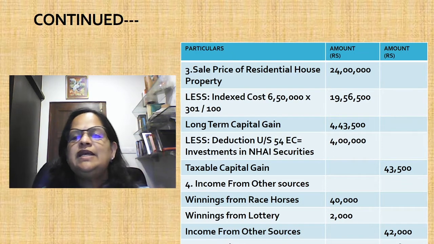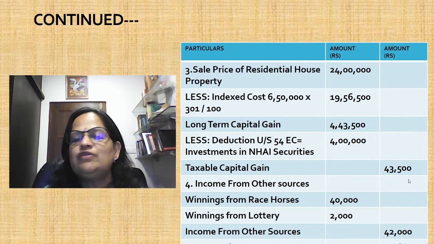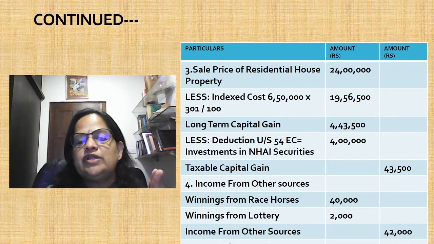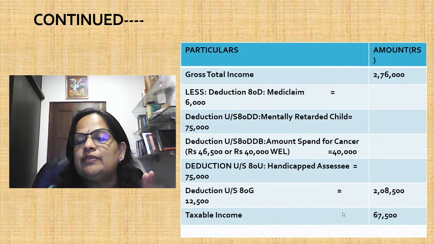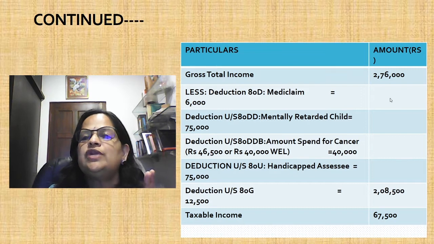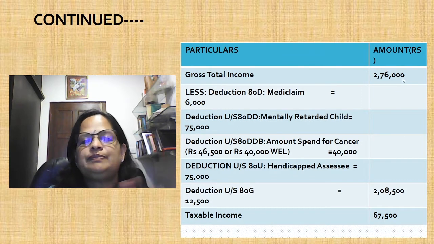So he is eligible, he can claim 4 lakhs exemption. So taxable capital gain is 43,500. Income from other sources, two items are there. Race horses 40,000, lottery 2,000. So total is 42,000. Now he has to take the gross total income, which is 2,76,000.